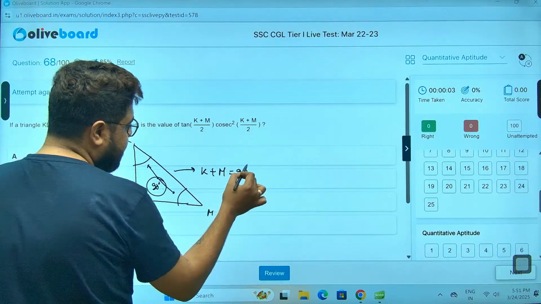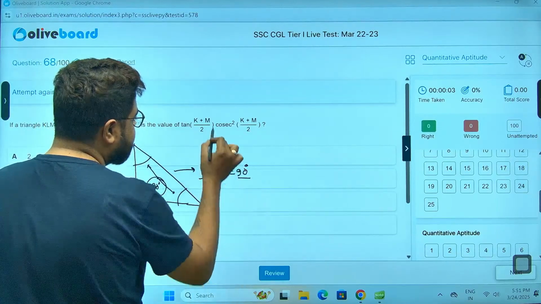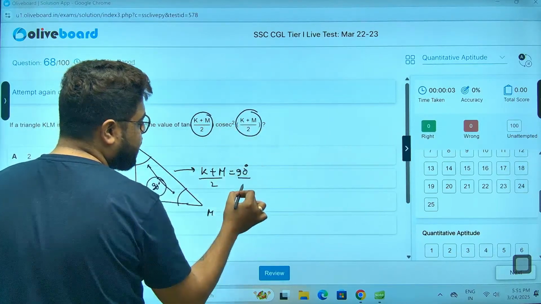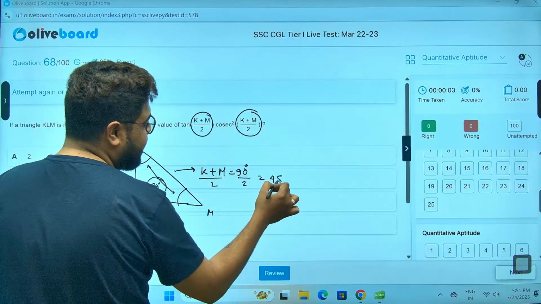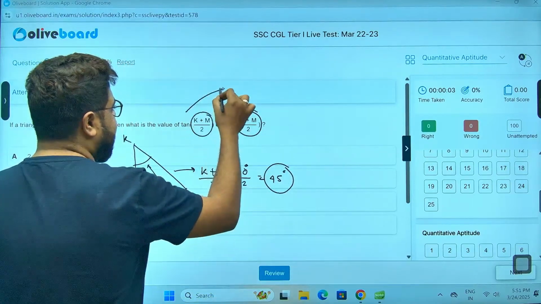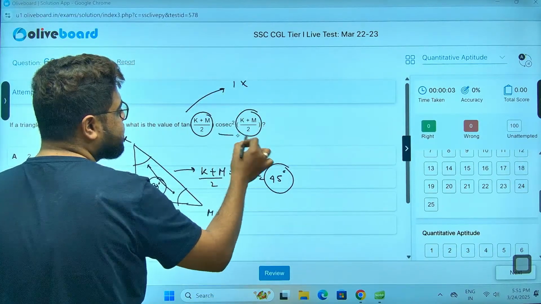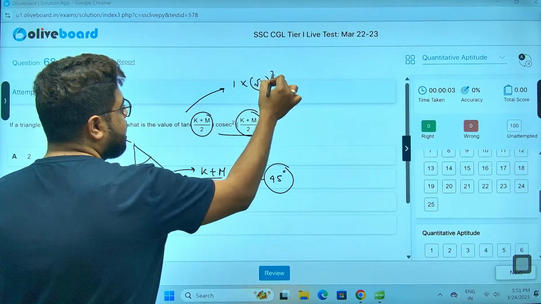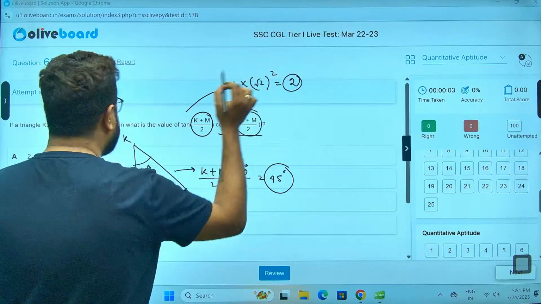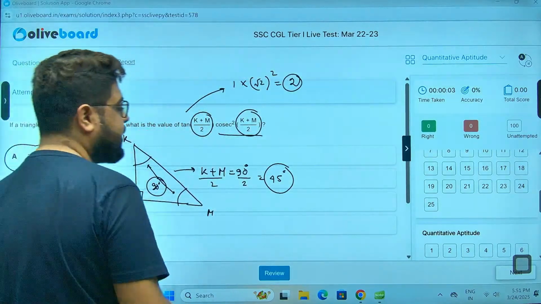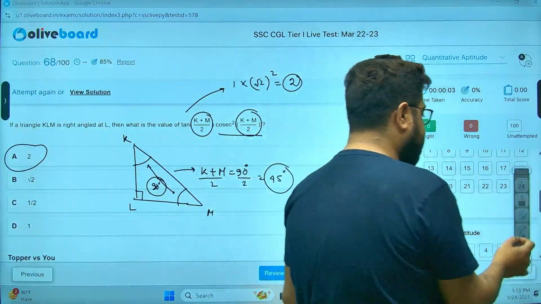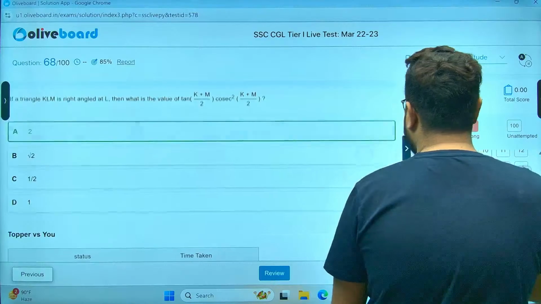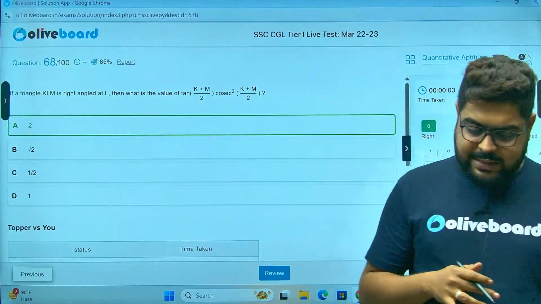That means K is 90 degrees, and in both situations by 2, that is 45 degrees. Ultimately, they are asking tan 45 into cosec square 45. That is 1 into root 2 square, which is 2. 2 is your answer. Option number A is most definitely your answer.